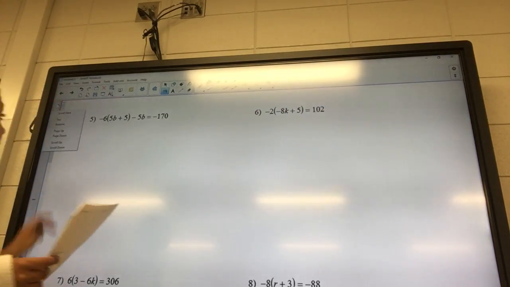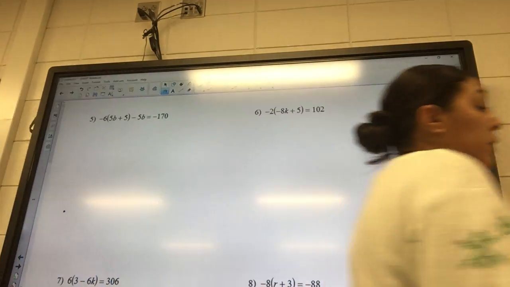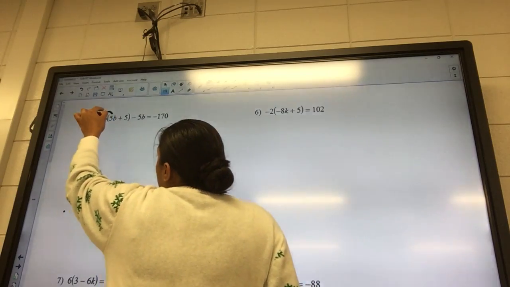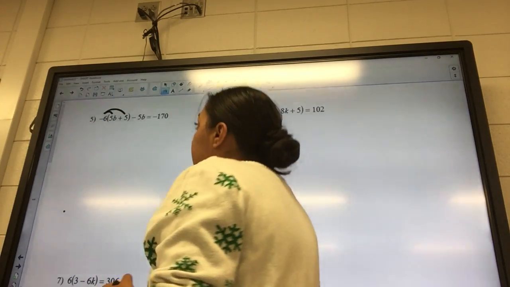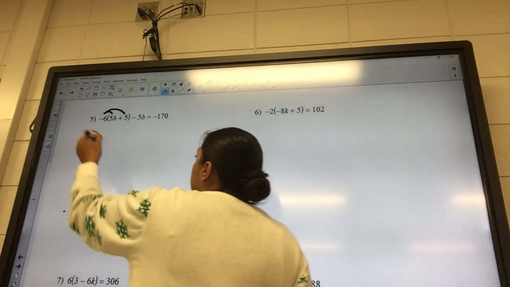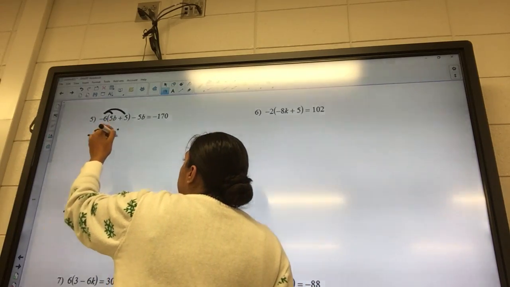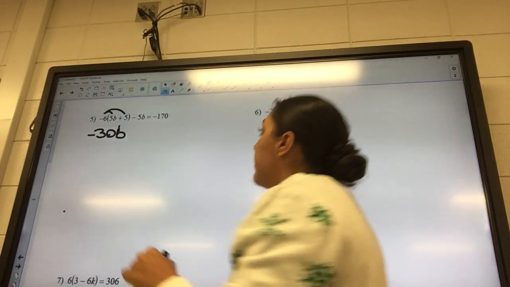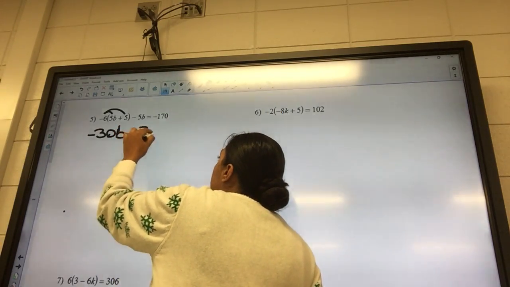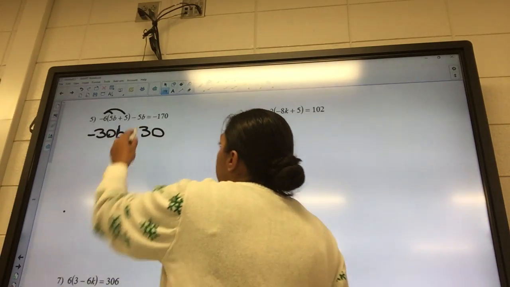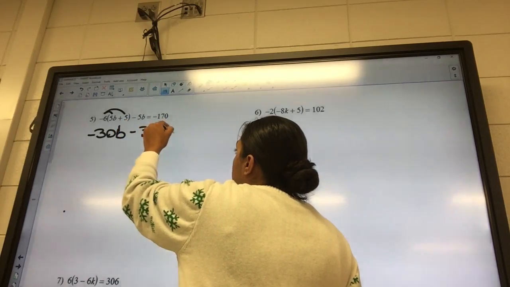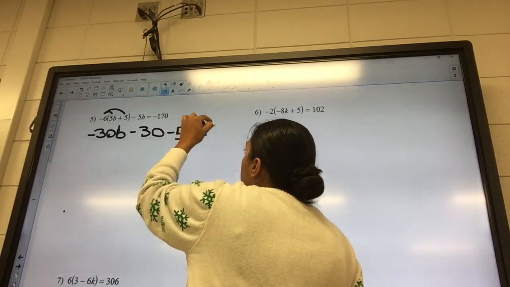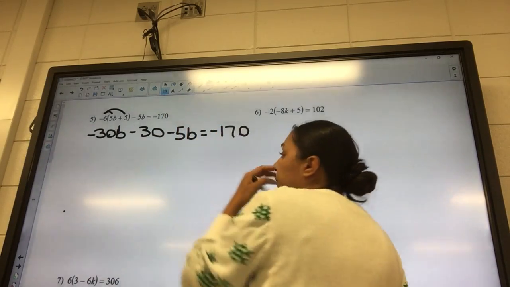Okay, let's look at number 5. So my step 1 is going to be to distribute. I'm going to say boom, boom. So negative 6 times 5 is going to be negative 30b. Negative 6 times 5 is going to be minus 30b. And then I still have this minus 5b that needs to drop down. So minus 5b equals minus 170.